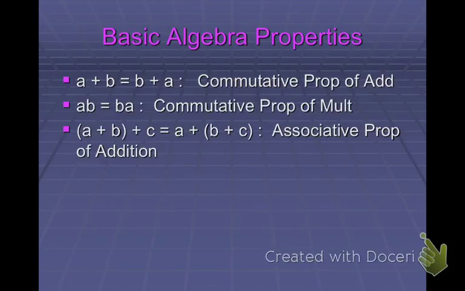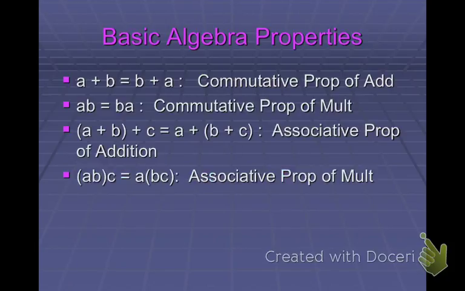Then we have the associative property of addition and, again, the associative property of multiplication. As long as you're associating the same things, we can group them differently. A plus B grouped together first, and then we add C, is going to be the same thing as grouping B and C together first, combining those, and then adding A.